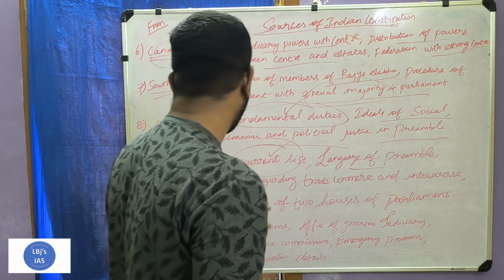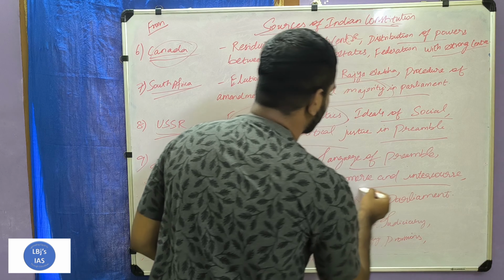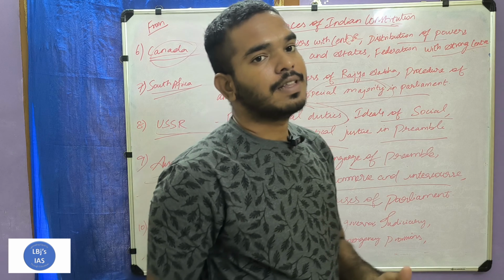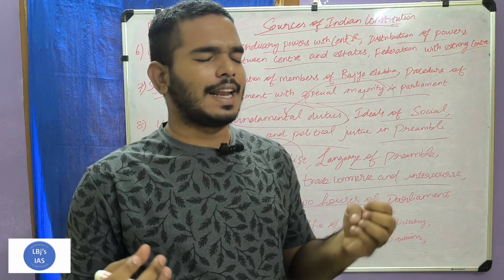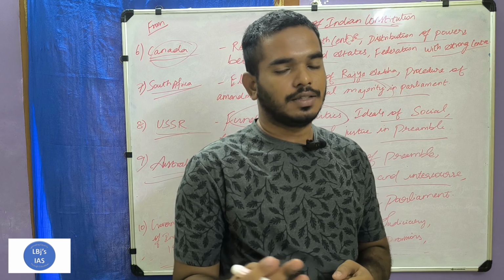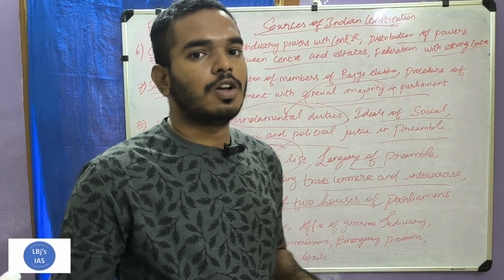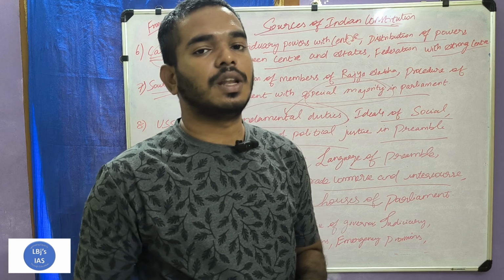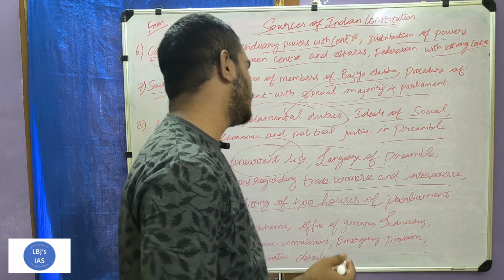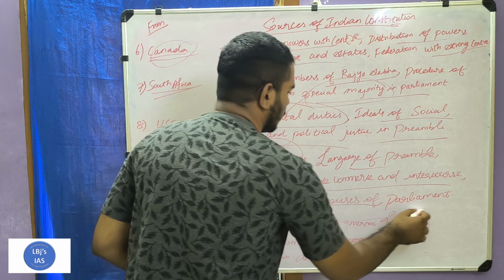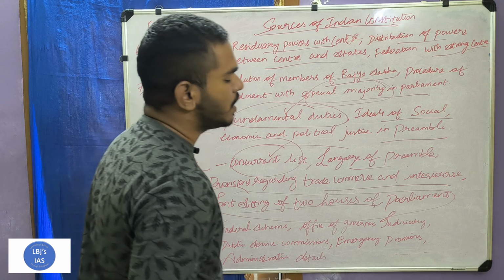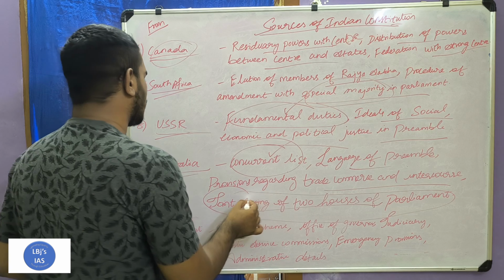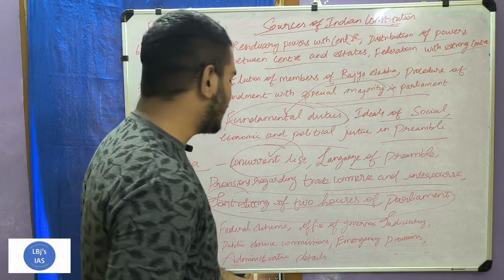Then the language of the preamble, then provisions regarding trade and commerce and intercourse, then joint sitting of the two houses of parliament. So whenever a certain law is passed in one house, but the other house does not approve passage of such law, then there will be a joint sitting between these two houses, and the Speaker of the Lok Sabha will act as chairman for such a joint sitting. So the provisions of this joint sitting were drawn from the Australian Constitution.